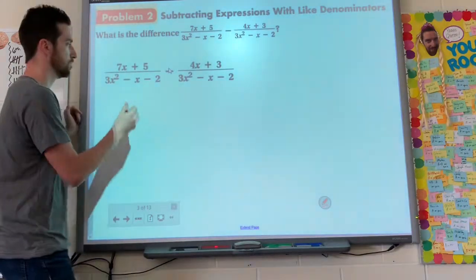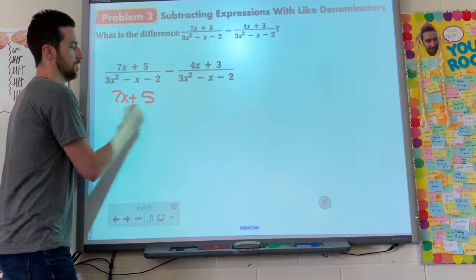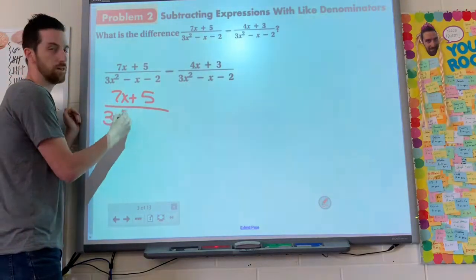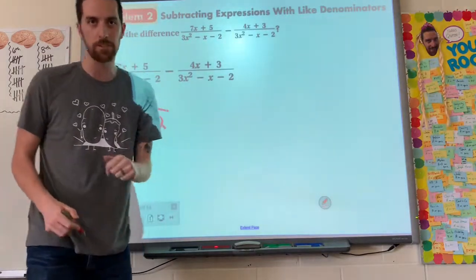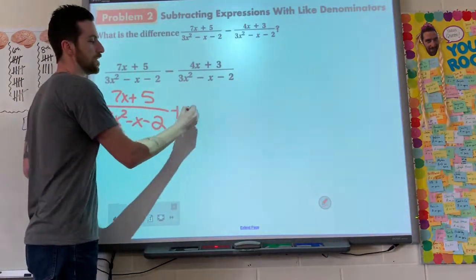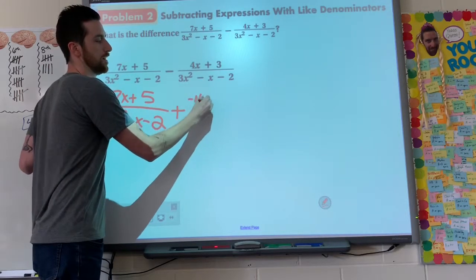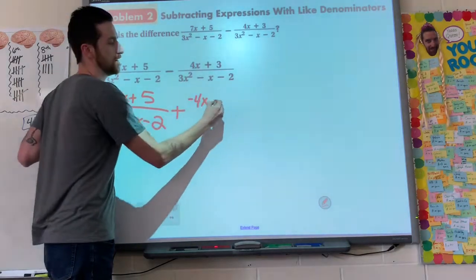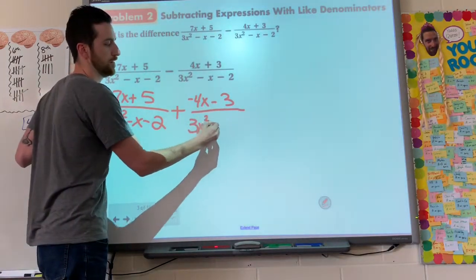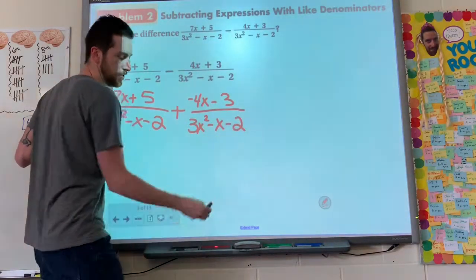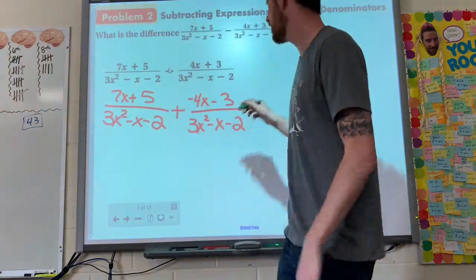So here's my first numerator, 7x plus 5 over 3x squared minus x minus 2, which we will be factoring in a moment's time. And then we're going to make it plus the opposite. So now it's going to be negative 4x on top, and negative 3 on top. Same denominator, 3x squared minus x minus 2. Now they have the same denominator, so we can just work on the numerators.